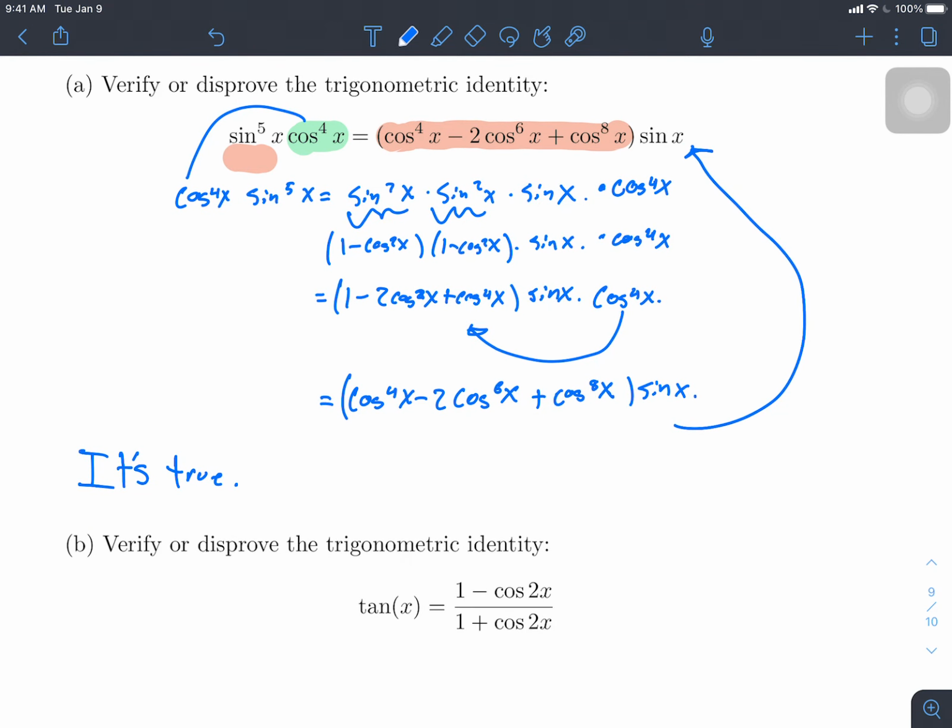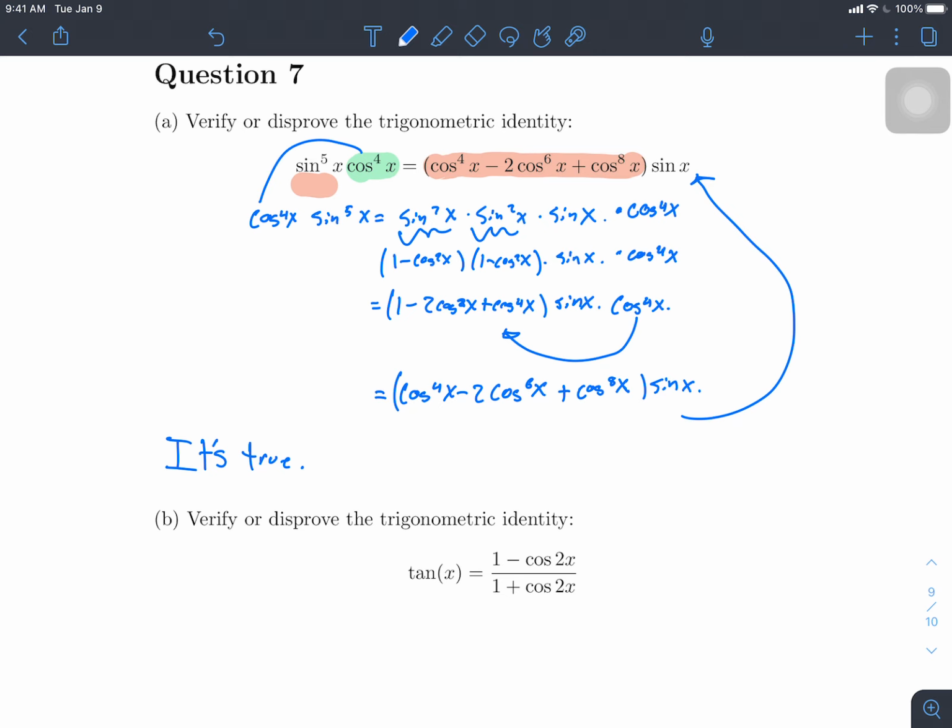So we have just verified this trigonometric identity using basically one of our Pythagorean identities, okay? We used the identity that sine squared x plus cosine squared x is equal to 1, and so therefore sine squared x is equal to 1 minus cosine squared x. We replaced two instantiations of sine squared x by their Pythagorean equivalents, and then FOILed, and then brought the cosine to the power 4x into our parentheses there to see that that was true.